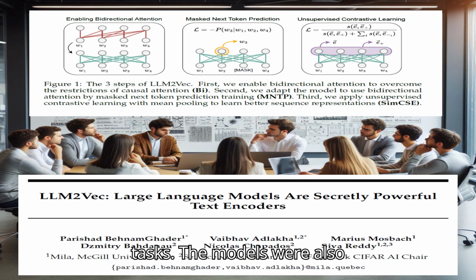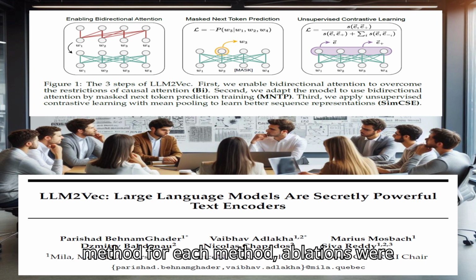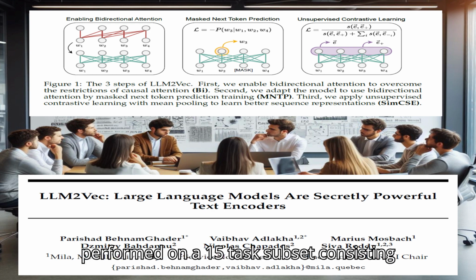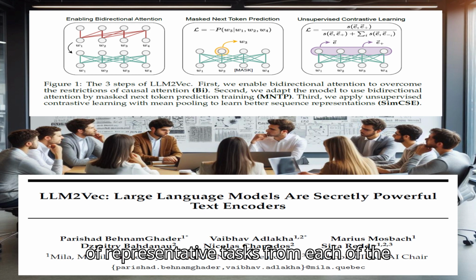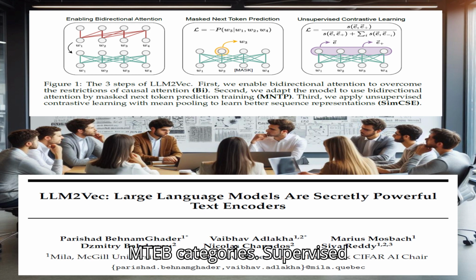Sequence-level tasks. The models were also evaluated on the Massive Text Embedding Benchmark, MTEB, a collection of 7 diverse embedding task categories covering a total of 56 datasets. To select the best-performing pooling method for each method, ablations were performed on a 15-task subset consisting of representative tasks from each of the MTEB categories.